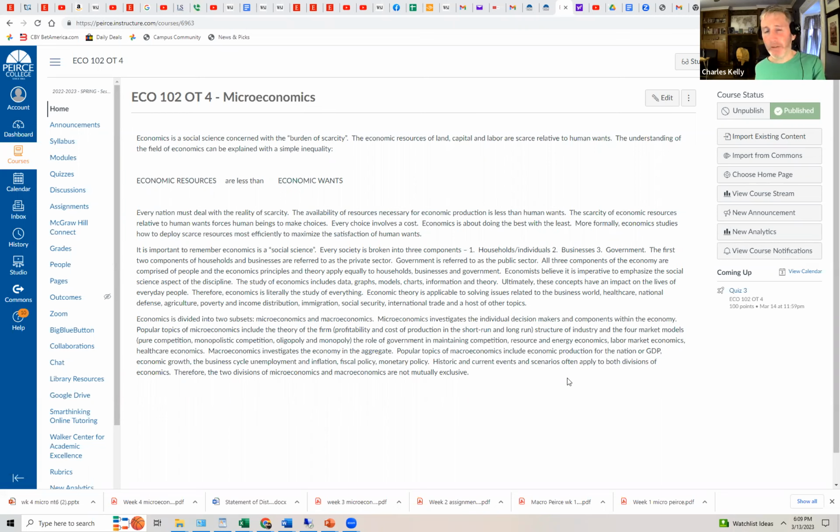Microeconomics investigates the individual decision makers within the larger framework of the economy. We will investigate such topics as competition, four market models, the role of government in maintaining a competitive landscape within industries, and efficiency and such.